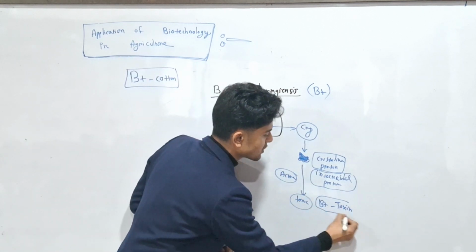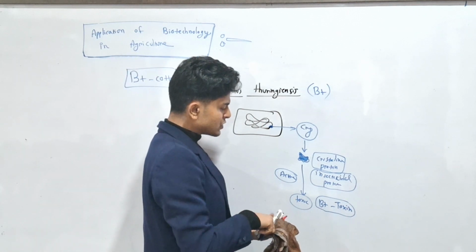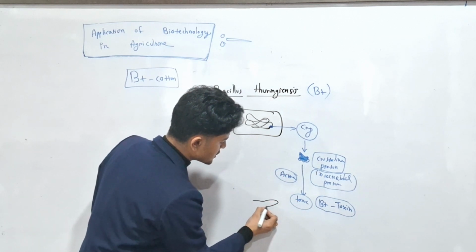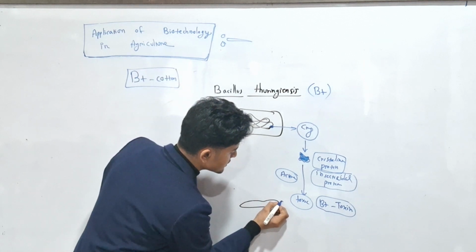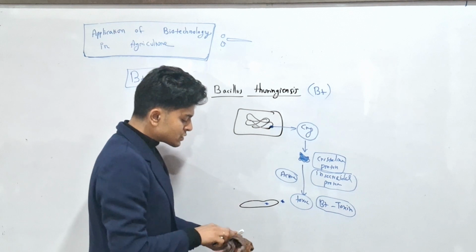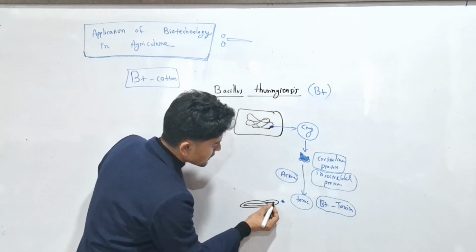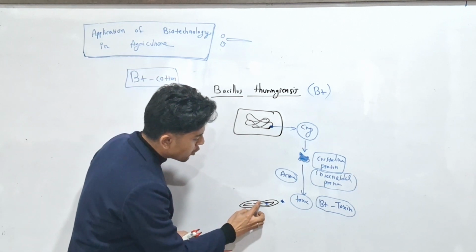So how does it actually work? Suppose an insect takes that toxin into its body, by chance. What will happen? The toxin will attach to the gut wall, cause swelling, and also make a hole in the gut.